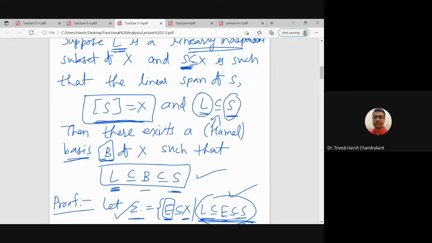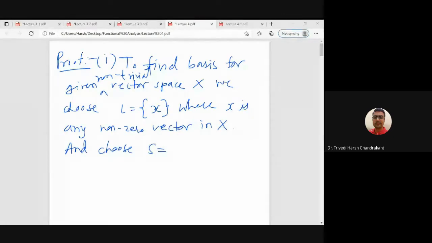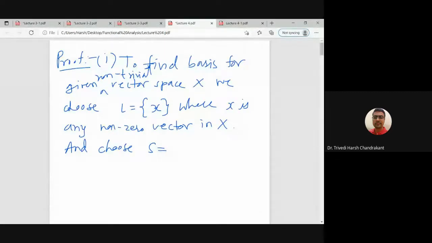Now, what can we say about S? So what is the simplest spanning set in every vector space? Can we take the whole vector space itself? So does R3 span R3?